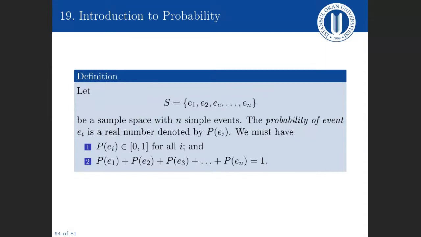Let's suppose we have a sample space which contains n simple events. The probability of an event occurring we denote as P(E). There are 2 rules that we must have. Every probability must be between 0 and 1, a closed interval from 0 to 1. And if we add up all of the probabilities, we must get 1.